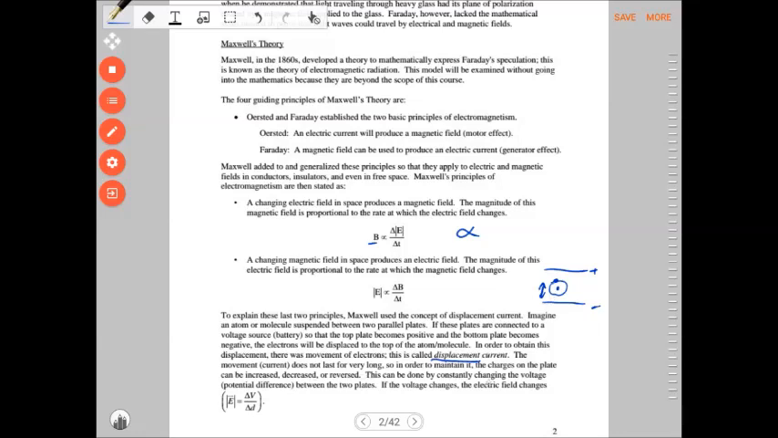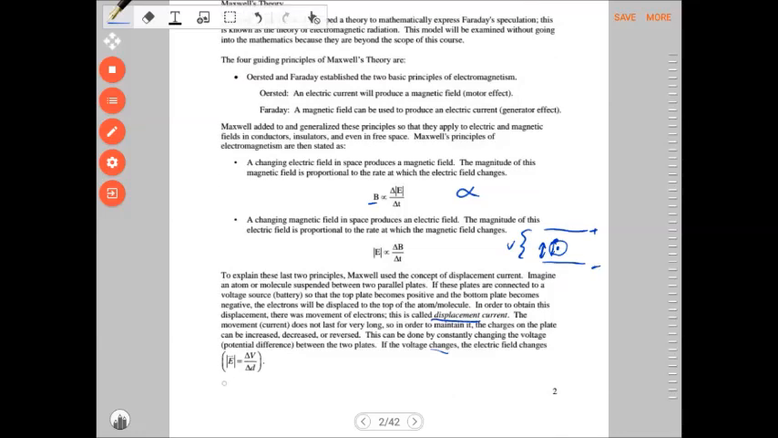So in order to maintain it, the charges on the plate can be increased, decreased, or even reversed. This can be done by constantly changing the voltage between the two plates. If the voltage changes, this is the important part, the electric field changes. So if I change the voltage between these two plates, the electrons are going to go back and forth and up and down, and every time they do that, they're doing that in response to a changing electric field. Remember, a changing electric field makes a magnetic field.